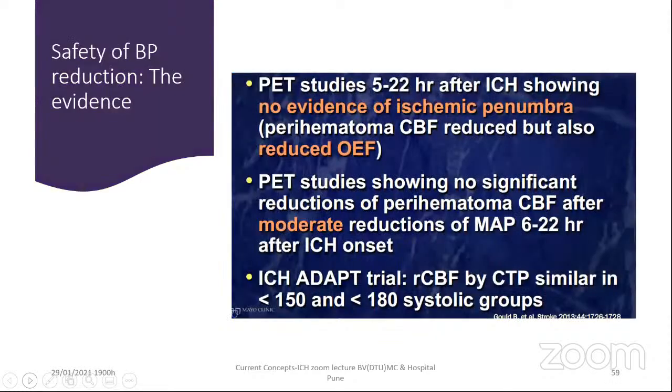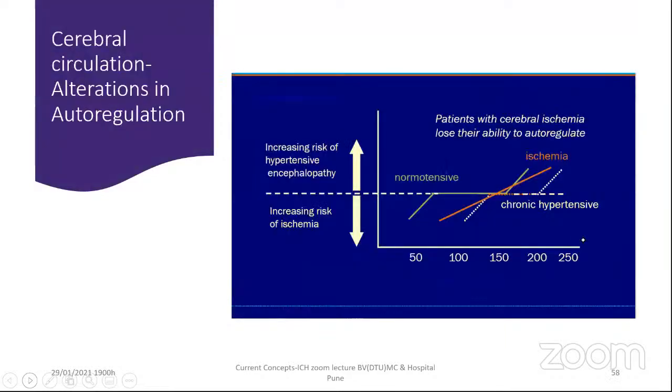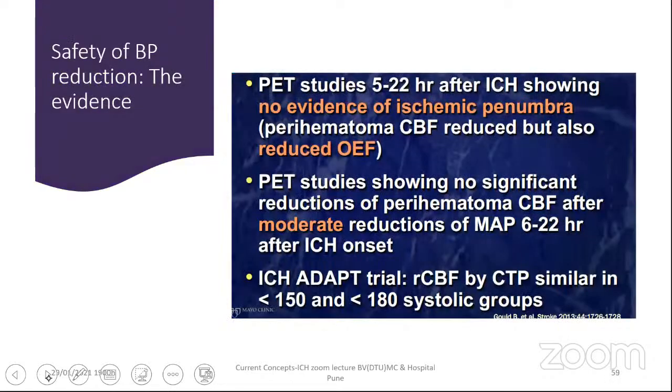So people have become very wise, and PET studies of 5 to 22 hours after ICH showed no evidence of ischemic penumbra. Perihematomal cerebral blood flow was reduced, but the oxygen extraction fraction was also reduced. PET studies showed no significant reductions of perihematomal cerebral blood flow after moderate reductions of mean arterial pressure within 6 to 24 hours.